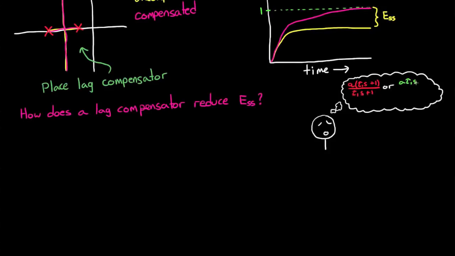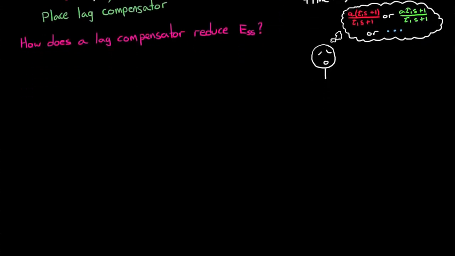Like, for example, does the a multiply across the entire numerator, or just the first s? And since I always forget these little helpful equations, I end up just starting from scratch and do it the long way. That way you're sure not to use the wrong equation, and you'll probably have a better understanding in the process. Let me draw a generic transfer function for a plant, G of s.